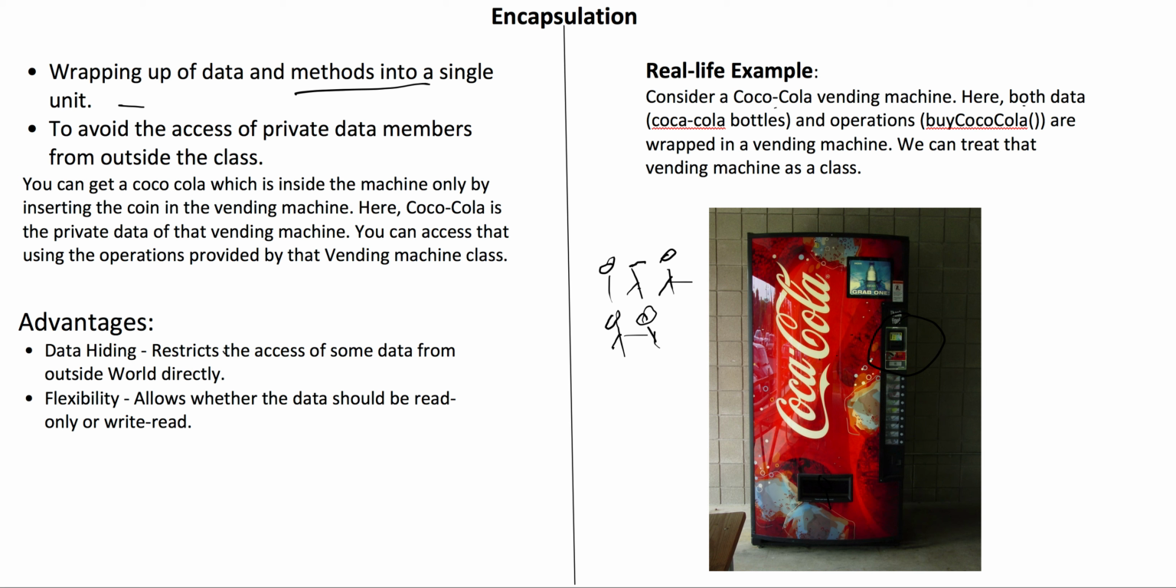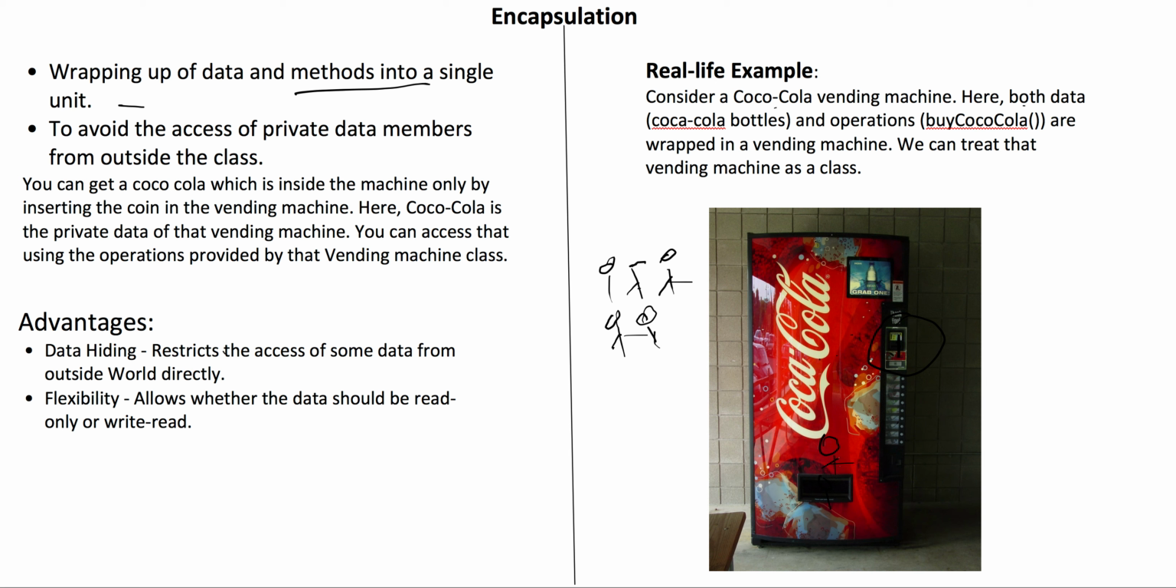Now coming to the advantages. The first advantage is data hiding. Data hiding means restricting the access of some data from the outside world directly. Here the Coca-Cola has been restricted from the outside world directly. If you want to access this Coca-Cola, then you need to insert the coins, and for that amount the Coca-Cola would be served. That's the first point, data hiding.